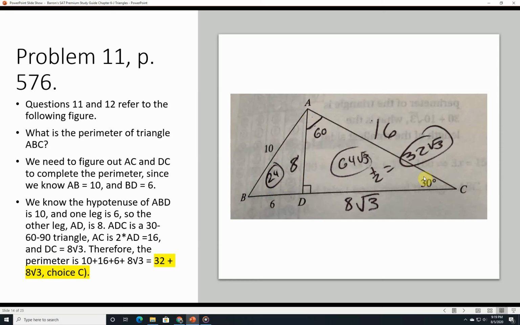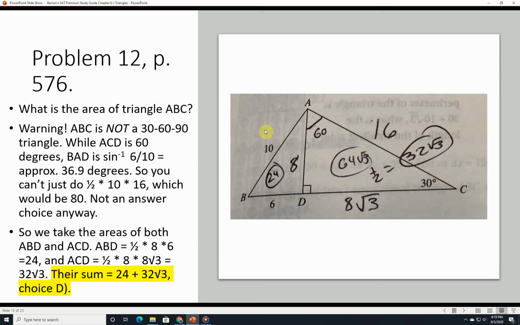So once you know that, then it's pretty easy to see, if this is a 30-degree angle and this is a 90-degree angle, this has to be 60. Hey, it's 30, 60, 90. It's almost like it's a contrived SAT problem. So then you're going to say, this is 8. This has to be 2 times 8 because it's 16. And the shorter leg has to be 8 times root 3. So then you just go, 10 plus 6 is 16, plus 16 is 32, and then plus 8 root 3. So that's the answer we get, 32 plus 8 root 3, which is choice C.